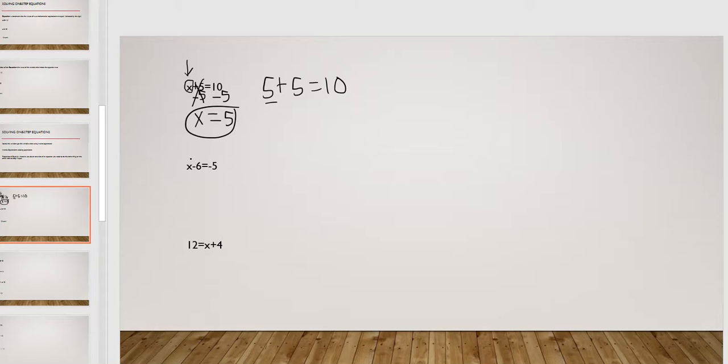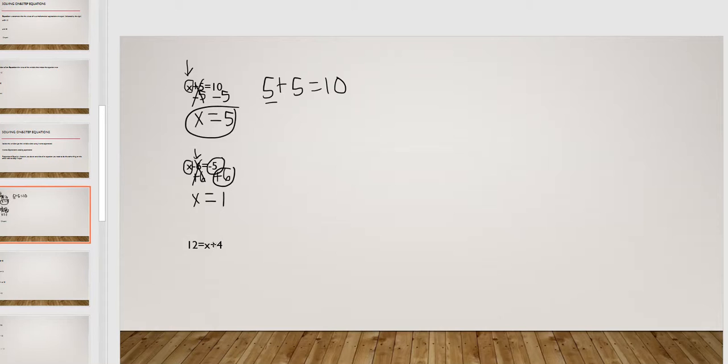So for the next one, if we want to isolate this x, if we want to get the x all by itself, that means we have to get rid of the subtraction of 6. So the opposite of subtracting 6 is adding 6. And whatever you do on one side of an equation, you have to do the same thing on the other side. So on the left side, we're left with an x equal to, on the right side, if you combine a negative 5 and a positive 6, you get a positive 1.